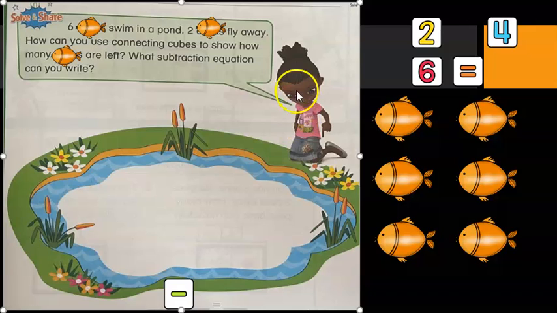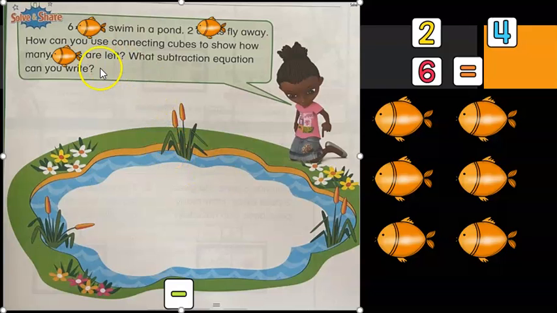Now, here is Jada. Jada's here again in our math problem. Jada is telling us a problem here that we need to solve. Let Mr. Begay read this to you. Pay attention. 6 fish swim in a pond. 2 fish fly away. How can you use connecting cubes to show how many fish are left? What subtraction equation can you write? Now just pay attention, first graders. Mr. Begay is going to show you how to do this.